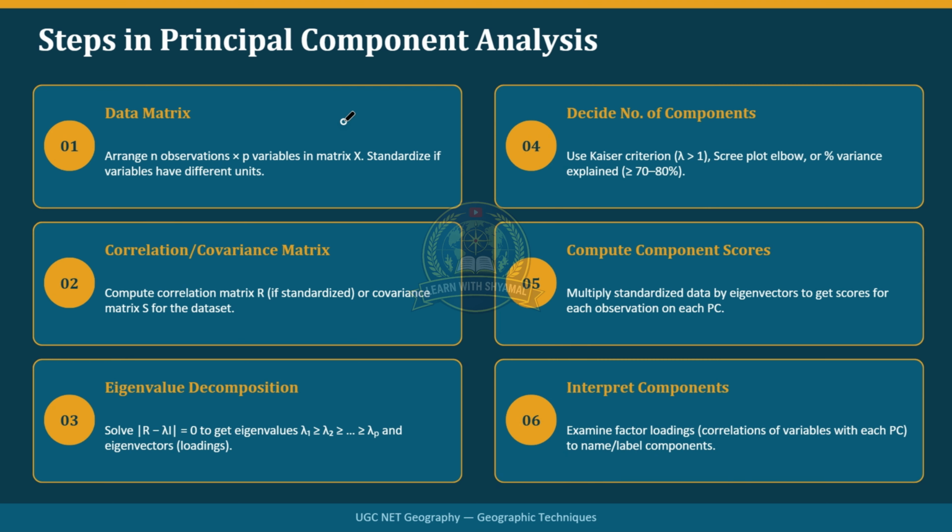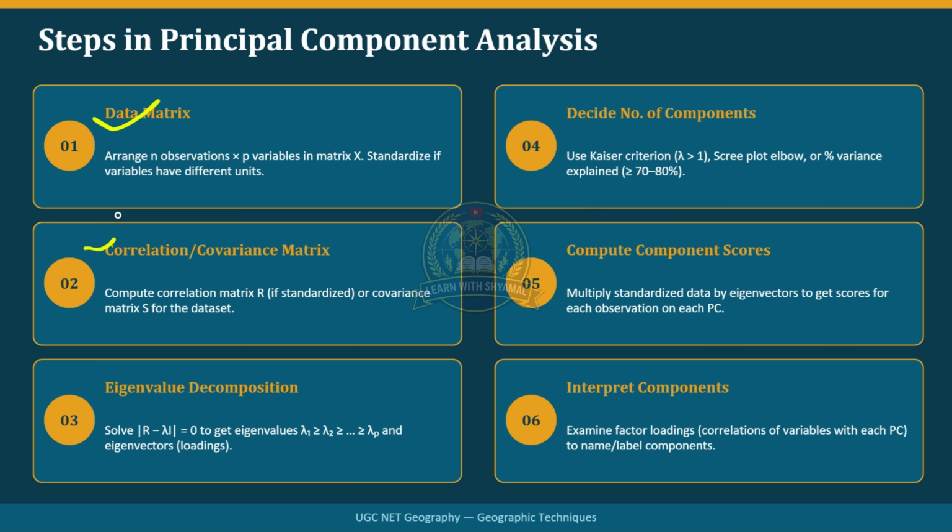Steps in principal component analysis. Data matrix: arrange in n observations multiplied by p variables in matrix X. Standardize if variables have different units. Then correlation and covariance matrix: compute correlation matrix R if standardized, or covariance matrix S for the data set.